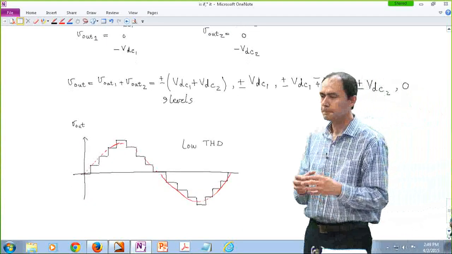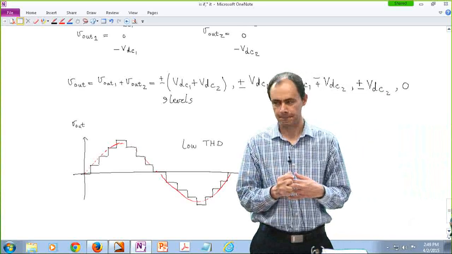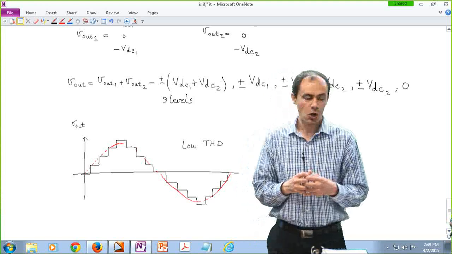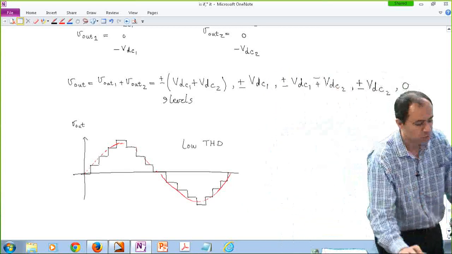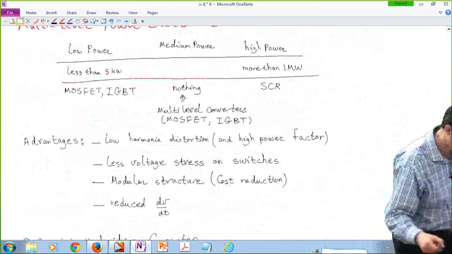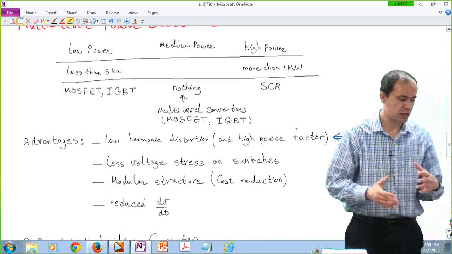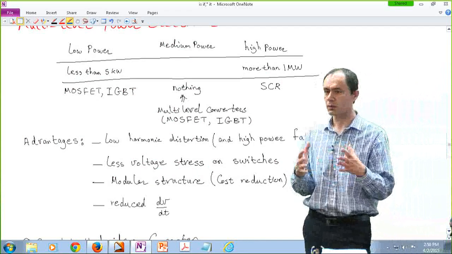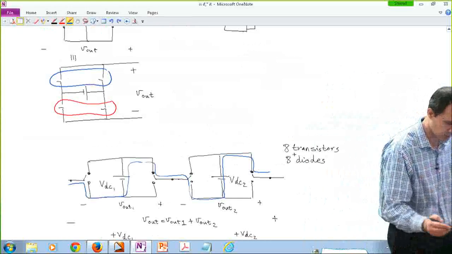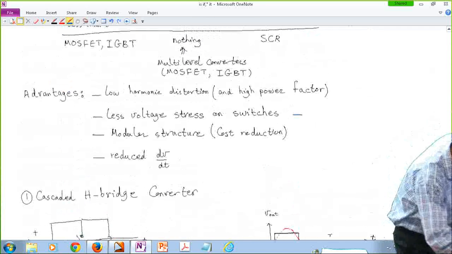Any questions so far? Yes. The voltage stresses on the other bridge switches would be more, right? Oh, excellent question. So let's talk about voltage stress. Remember, I probably made a point earlier that if I use a multi-level converter, my total harmonic distortion is better. Let's look at the other point that I mentioned earlier, which is low voltage stress.